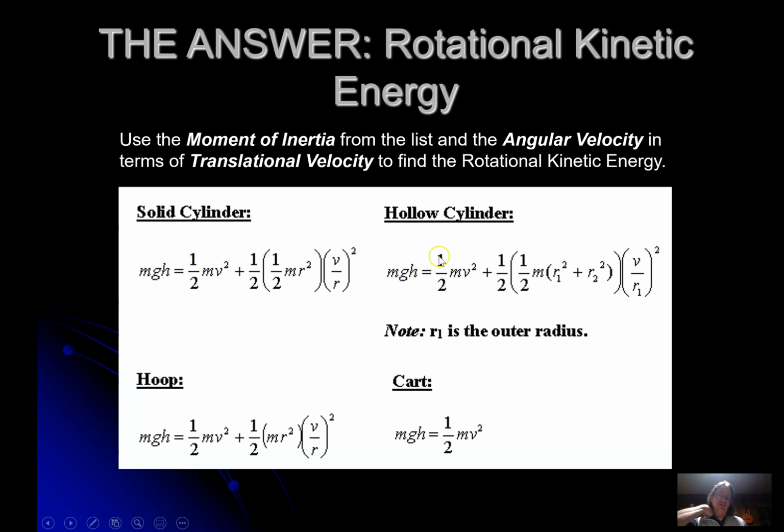hollow cylinder over here, and we've got a cart down here. I'm not going to talk much about the hollow cylinder because, in reality, you can get away with just using the hoop and just using the average value of that R, and that's going to be closest for us.